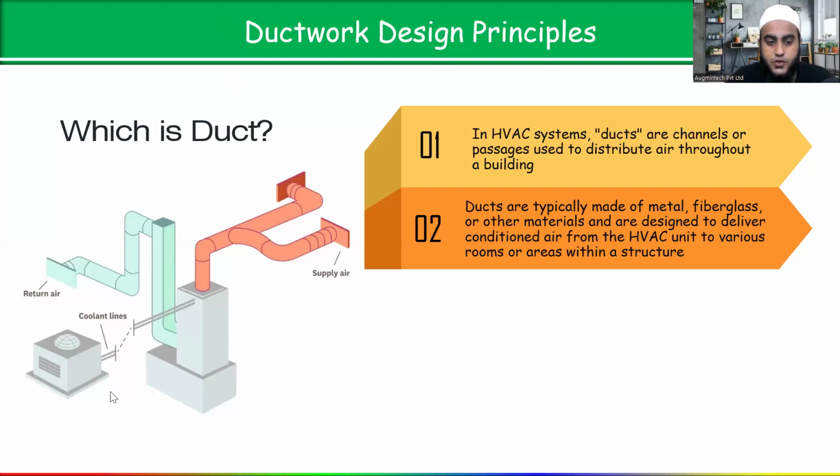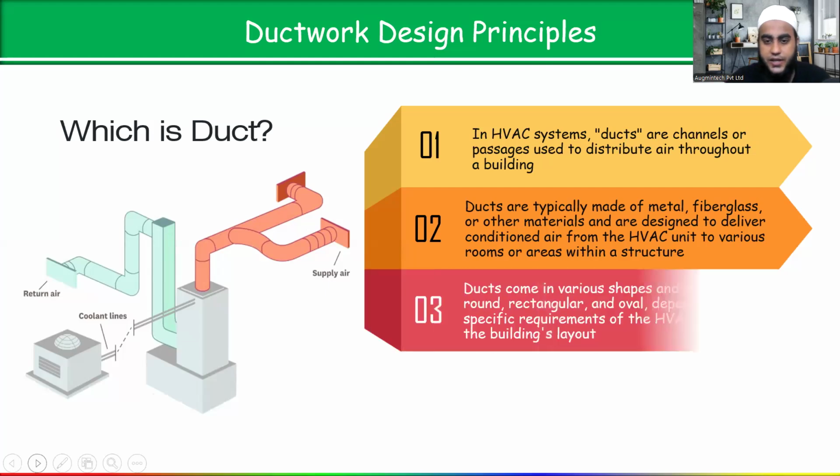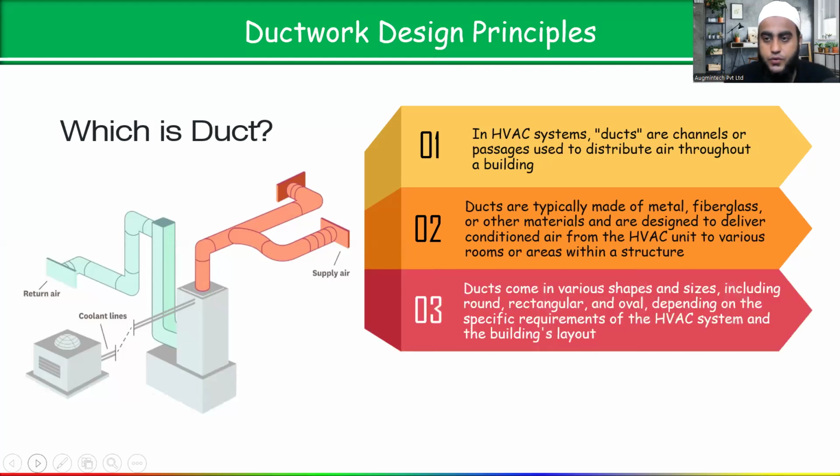So all of you understood now what is duct? Actually, before starting the duct designing method, this basic thing is important. So let's see, then we start that. Duct, all of you know, comes in various shapes and sizes, including round duct, rectangular shape, oval. Depending on the specific requirement of the HVAC system and the building layout, we have to choose the duct, because each and every duct shape has its own advantages and disadvantages.